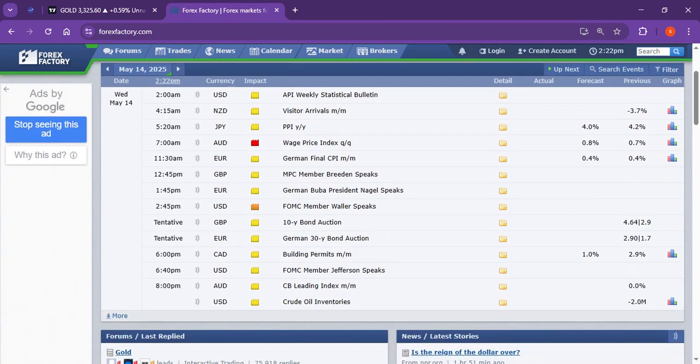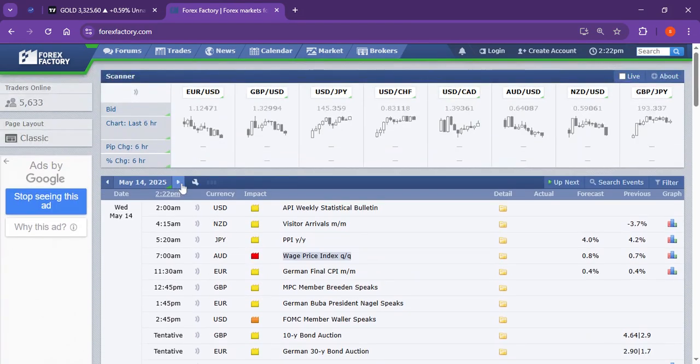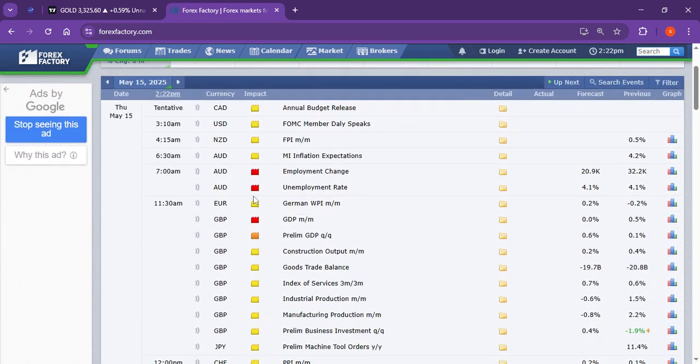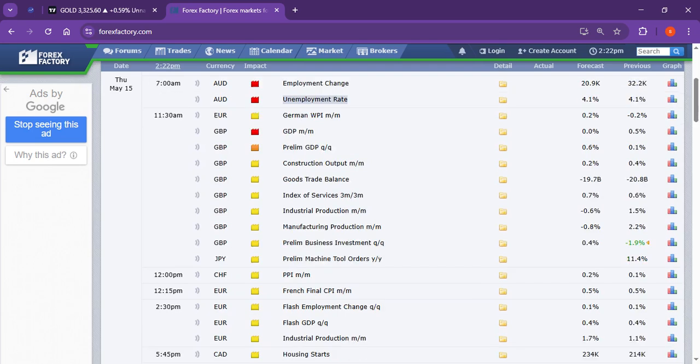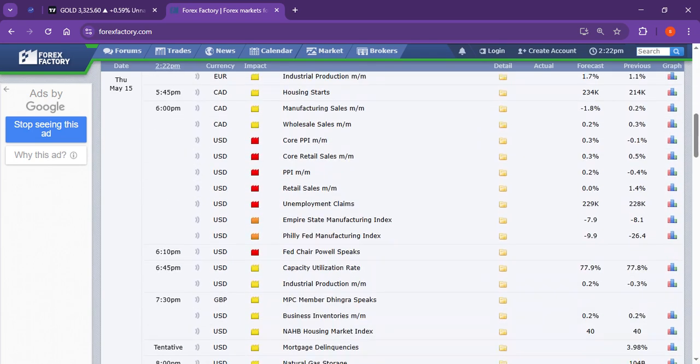Then let's get back to 14th of May. We have the wage price index of AUD. Then we have no major data on Wednesday. Then on Thursday, 15th of May, we have unemployment change and unemployment rate in the Australian session. So in the morning, you have to take care of that. And in the evening, we have major data again, that is price index data: producer price index, core retail sales, also PPI and retail sales.